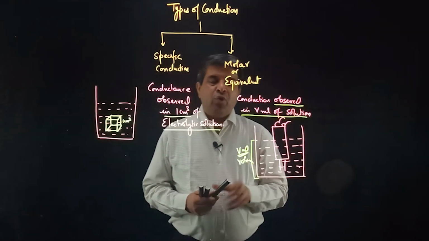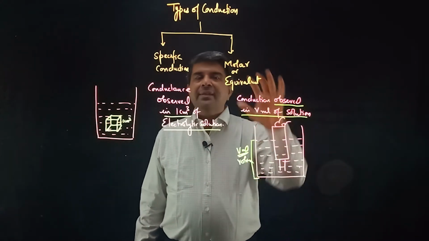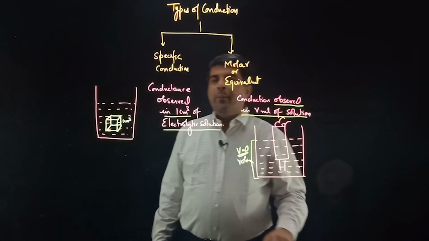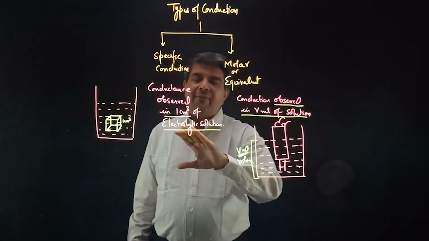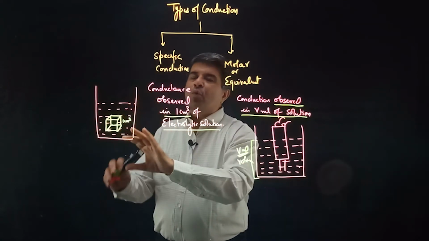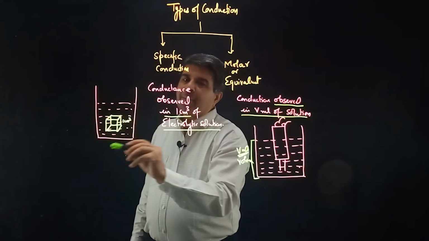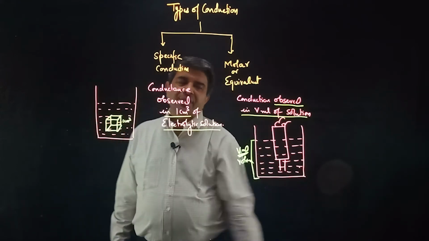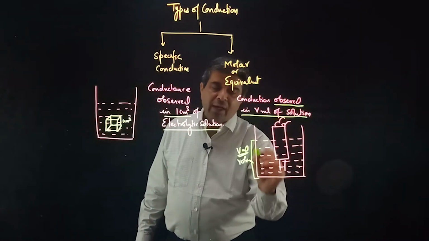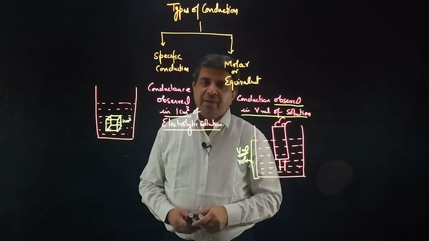The volume of the total solution is considered while considering the molar conductivity or equivalent conductivity. But in case of specific conductivity, we would be specifying only the 1 centimeter cube volume of the total solution. So it is the ions that are present in 1 centimeter cube of the solution, and molar or equivalent conductivity would be the total number of ions present in this V milliliters of solution.